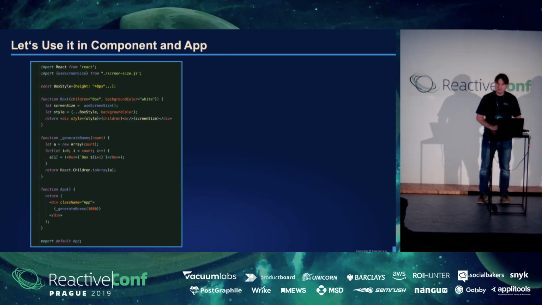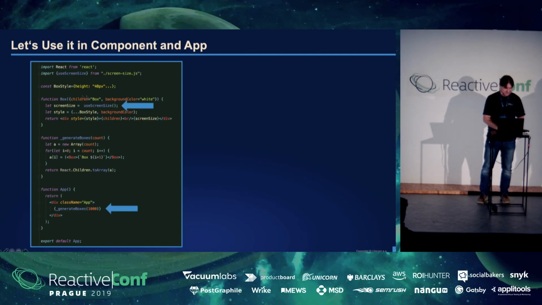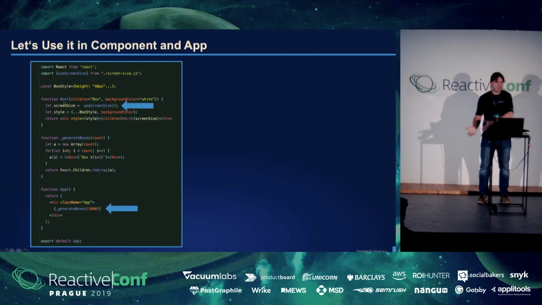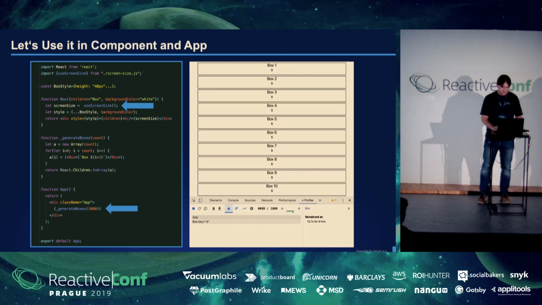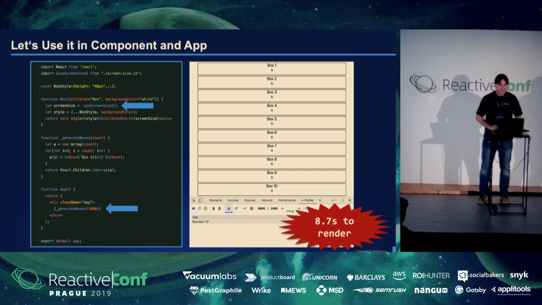Okay, let's use it in our components. We have a component called Box here. It's a simple one, because we have no time for creating SVG charts here on the stage. It simply takes the screen size from the hook, and it renders a box which contains the string of the screen size. To show how it works, we create a helper function which will generate thousands of boxes, and we create our app with a simple div, which takes these thousands of boxes and renders them. Well, this is the result, and what a surprise. It takes 8.7 seconds to render.